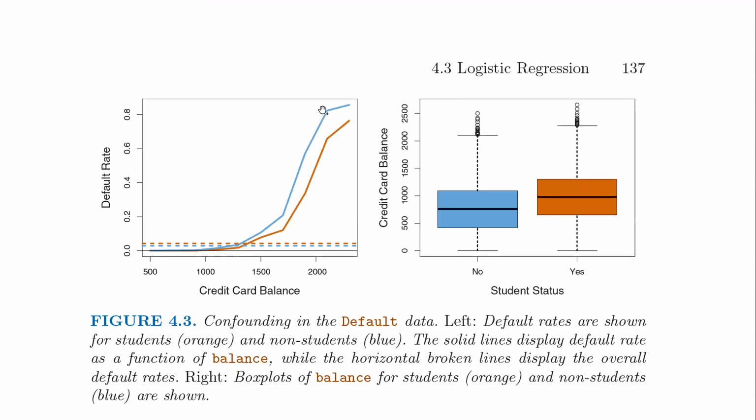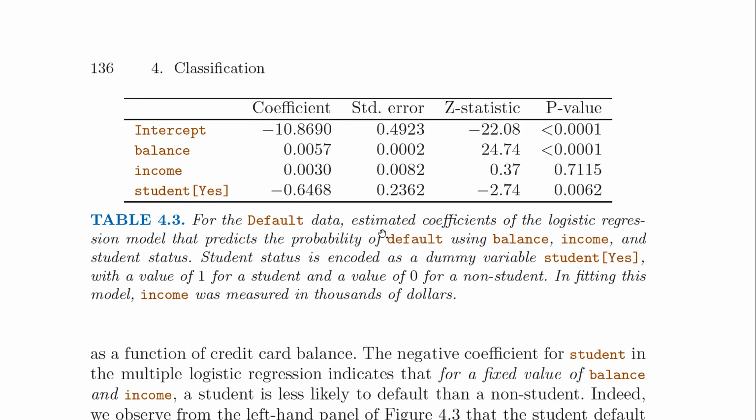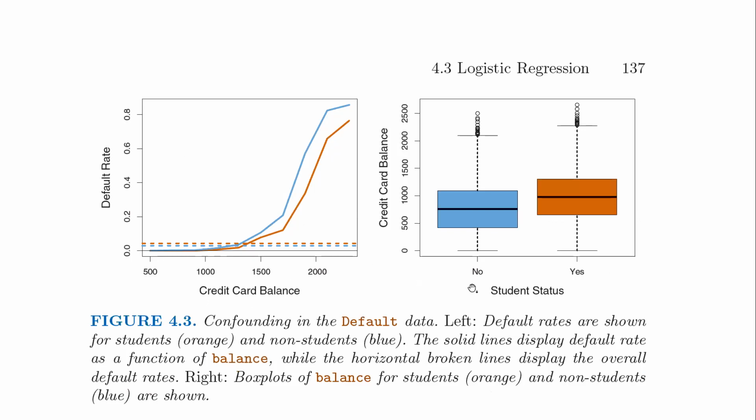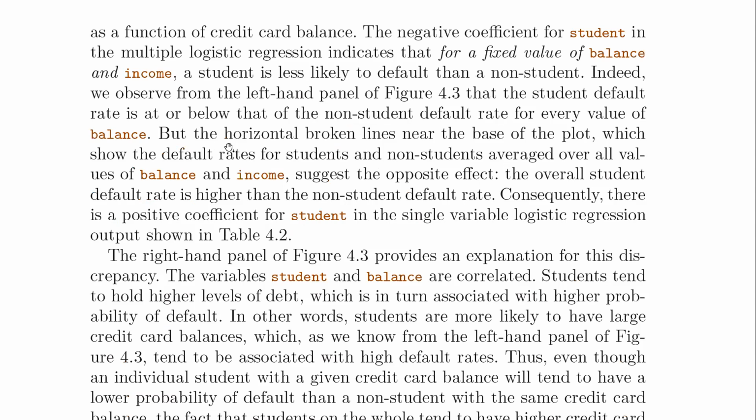The orange is less than the blue for every value of credit card balance. But the horizontal broken line near the base of the plot, which showed the default rates for students and non-students averaged over all values of balance and income, suggests the opposite effect. The overall student default rate is higher than the non-student default rate. Consequently, there is a positive coefficient for student in the single variable logistic regression.